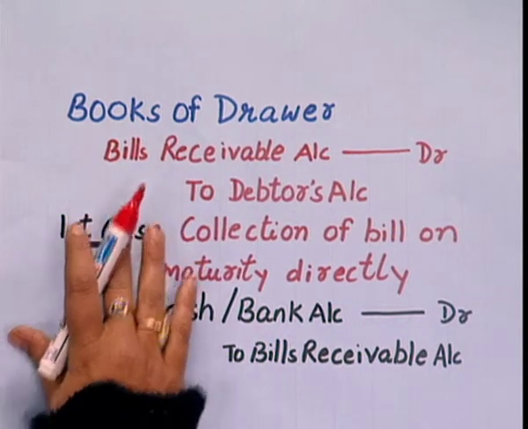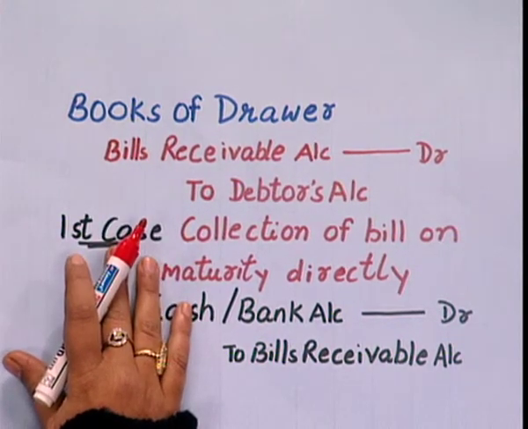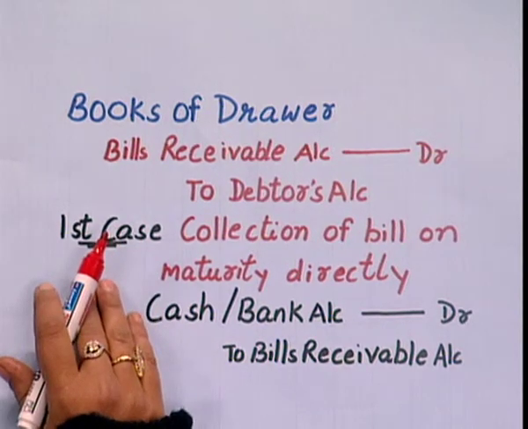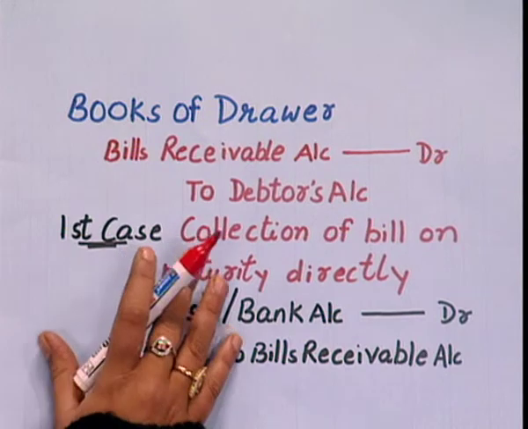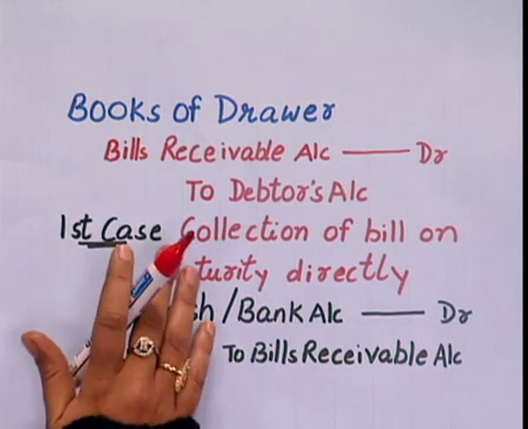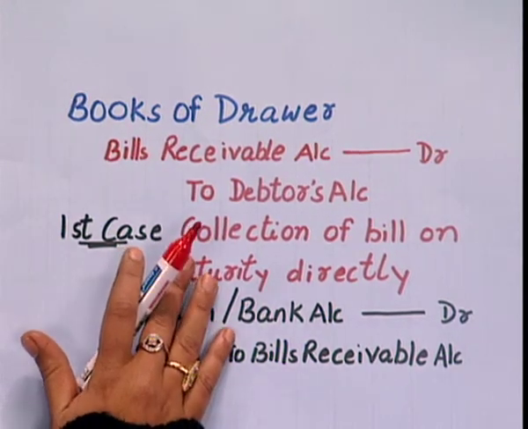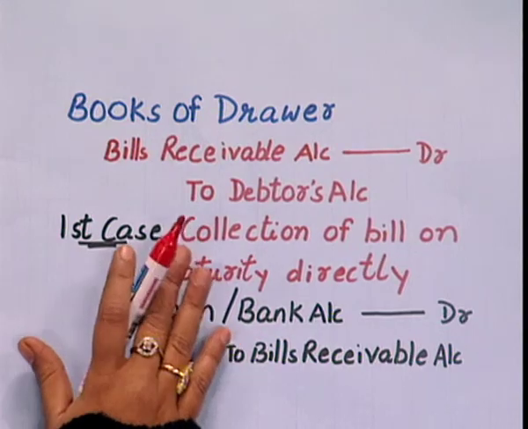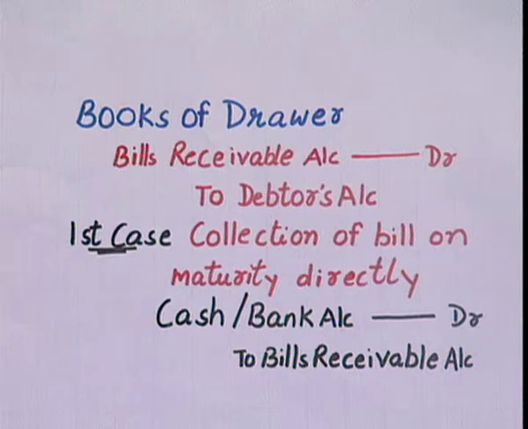Now, after receiving the bill, the drawer has 4 options. The first option with him is that he retains the bill with him and on maturity date he collects the amount of the bill personally. In that case, on the date of maturity, the following entry is passed. The entry is cash account debit or bank account debit to bill receivable account.